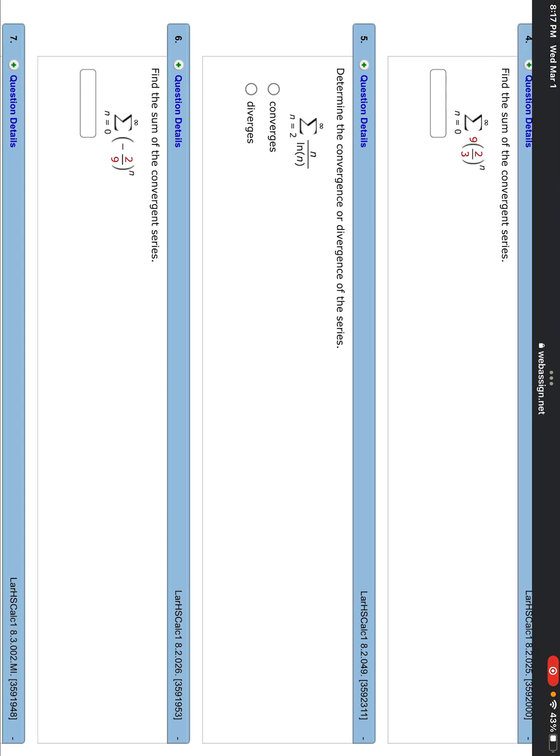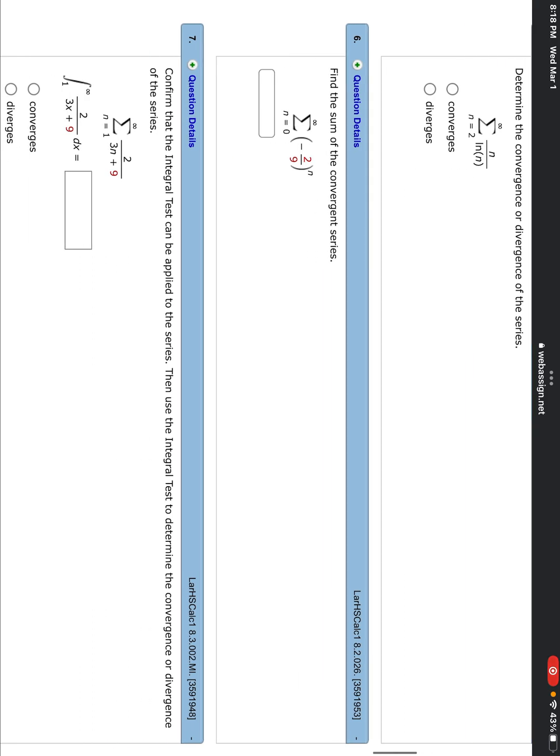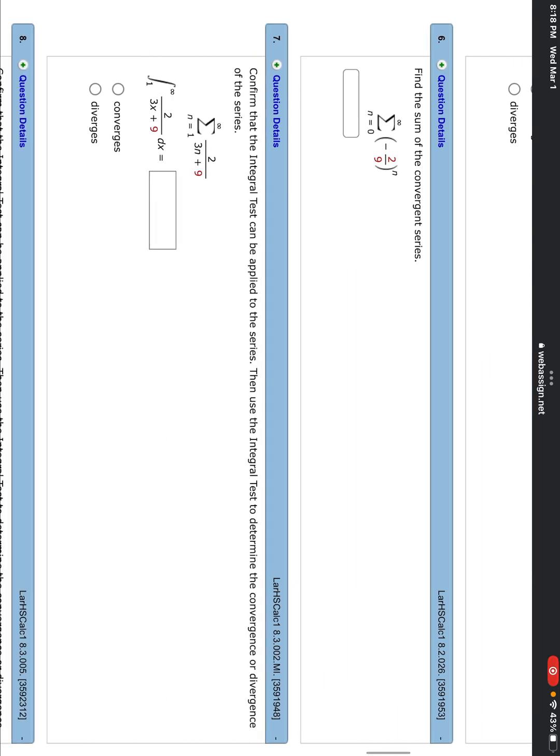The very beginning of this is from 8.2. So that means this is either integral test or a geometric, or it's going to be something that we can use. It doesn't have to be a comparison test. The next one, we have a geometric again. The next one, confirm that the integral test can be applied. Then use the integral test to determine the convergence.